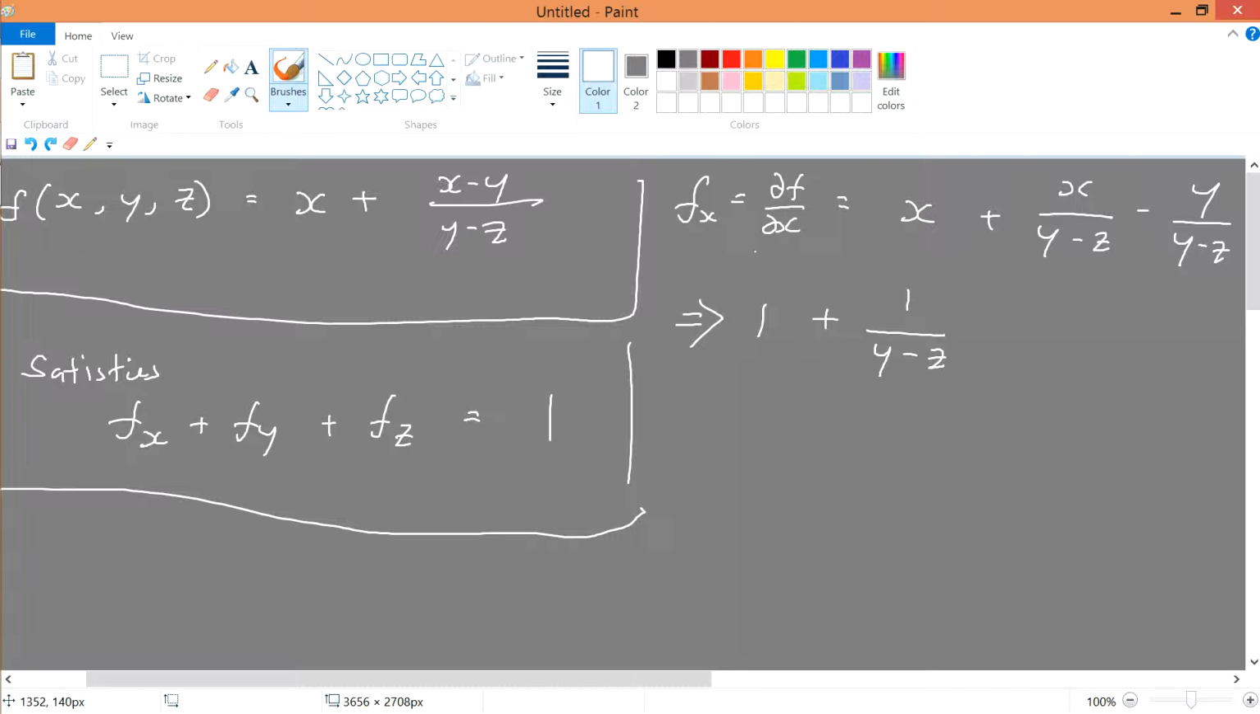So in this case I have fx, the partial x, done. I will assume that you already know what I'm doing right now. I'm just doing this thing over here.